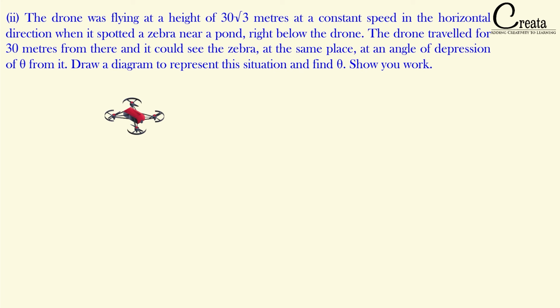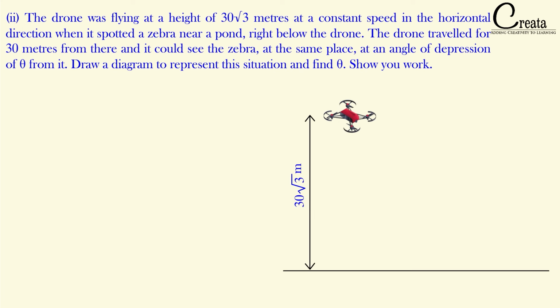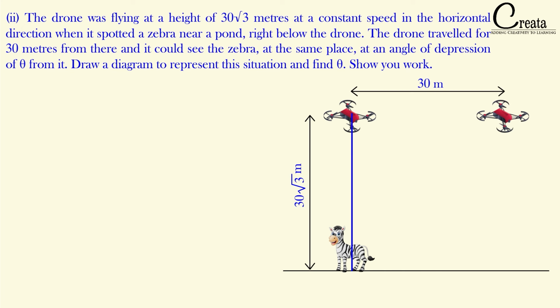In this, the drone is flying at a height of 30 root 3 meters at a constant speed in a horizontal direction, and it spotted a zebra right below the drone. So the zebra is just below the drone and the drone is flying at a height of 30 root 3 meters. After that, the drone has started moving in the horizontal direction, in the forward direction. After 30 meter, the drone has again observed the zebra. Now the zebra is not under the drone. It is at a horizontal distance of 30 meter.